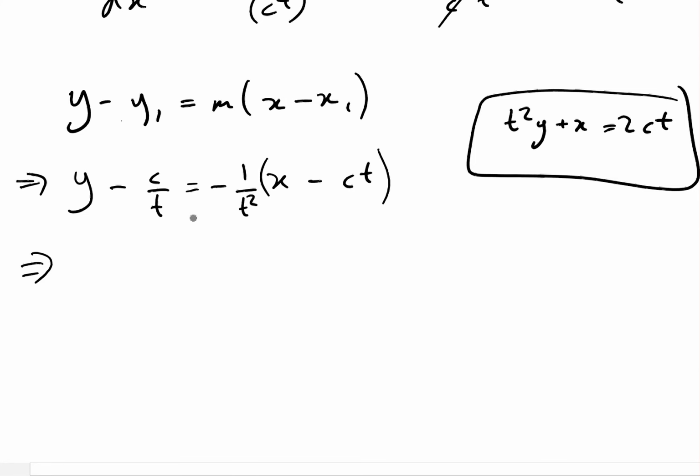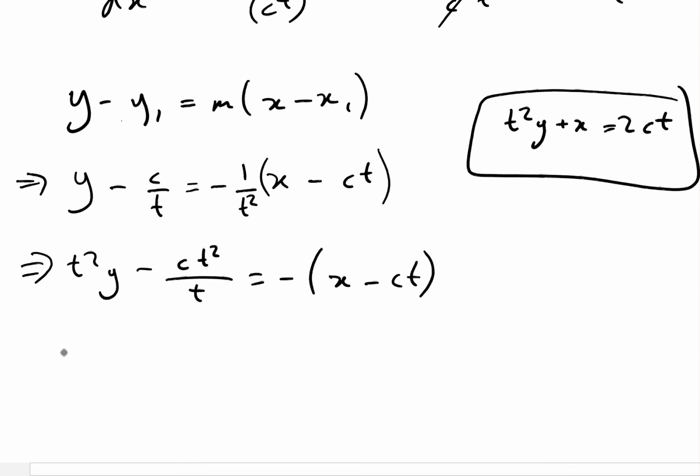There's a lot of t squareds and t's on the bottom, so I'm going to multiply these fractions out, get rid of these fractions. There's no fractions in the final answer. Good practice to get rid of fractions first anyway. So if we multiply everything by t squared, we're going to get rid of this t squared, and we're also going to cancel this t out at the same time. Watch. So we've got t squared times y minus ct squared over t equals minus, well, t squared over t squared is just 1, times x minus ct.